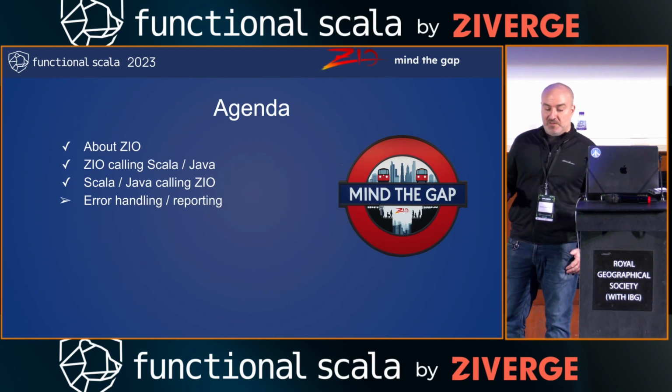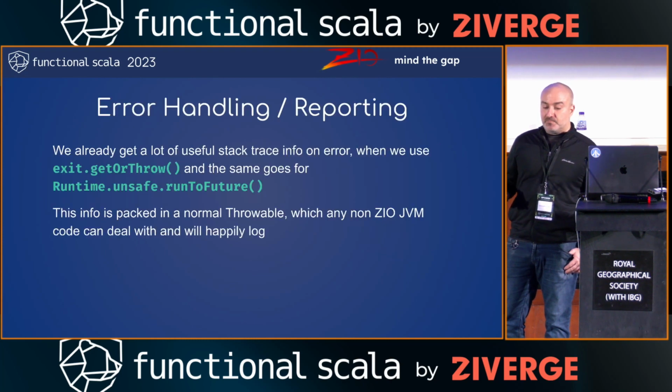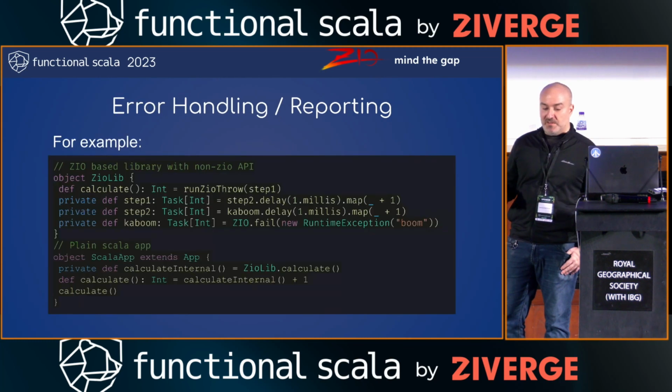So now we'll look a little bit at error handling or reporting. We saw that getOrThrow, as I mentioned, will give you some fiber trace information from your error, and it's packaged in a normal Throwable as a suppressed exception. You will see it if you log your exception, in the log, or in any JVM code that does that.